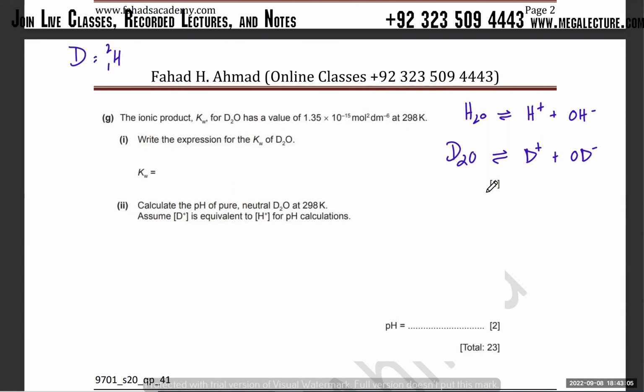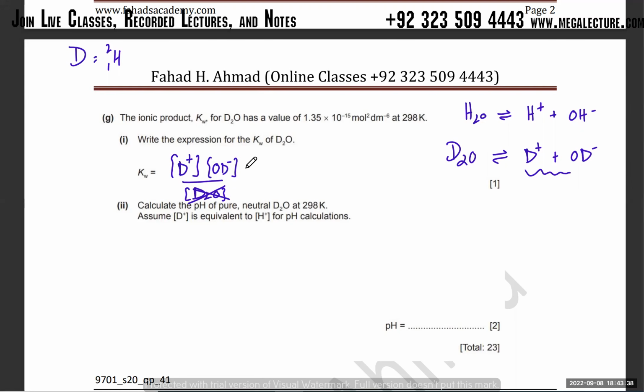So anyways, this one, he's saying, right, the Kw expression. What is the Kw expression? It's going to be product concentration. So it's going to be D+1 concentration multiplied by OD-1 concentration, divided by the reactant, which is water in this case, D2O. Lekin water jo hai na, that's an excess. So remember in aqueous solutions, you don't write water in the expression because it's in a large excess. Is that clear?